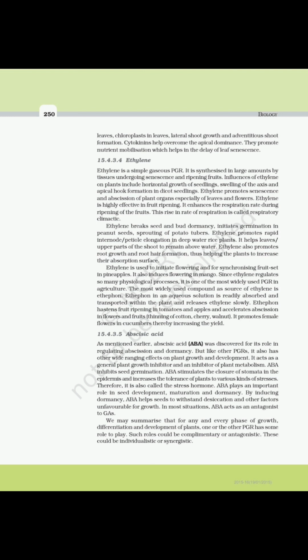ABA plays an important role in seed development, maturation and dormancy. By inducing dormancy, ABA helps seeds to withstand desiccation and other factors unfavorable for growth. In most situations, ABA acts as an antagonist to GAs. We may summarize that for any and every phase of growth, differentiation and development of plants, one or the other PGR has some role to play. Such roles could be complementary or antagonistic. These could be individualistic or synergistic.